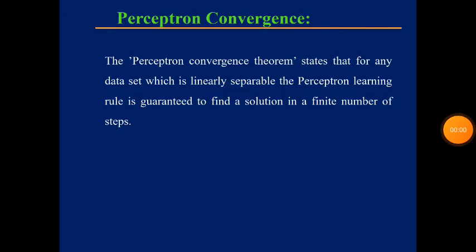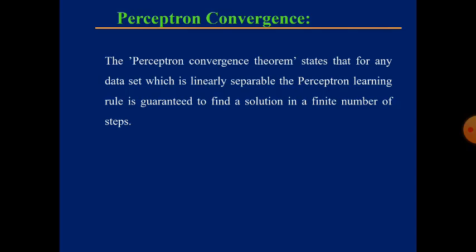Hi everyone. In this session, we will discuss perceptron convergence, or you can call it the perceptron convergence theorem. Actually, the perceptron convergence theorem states that for any data set which is linearly separable, the perceptron learning rule is guaranteed to find a solution in a finite number of steps.